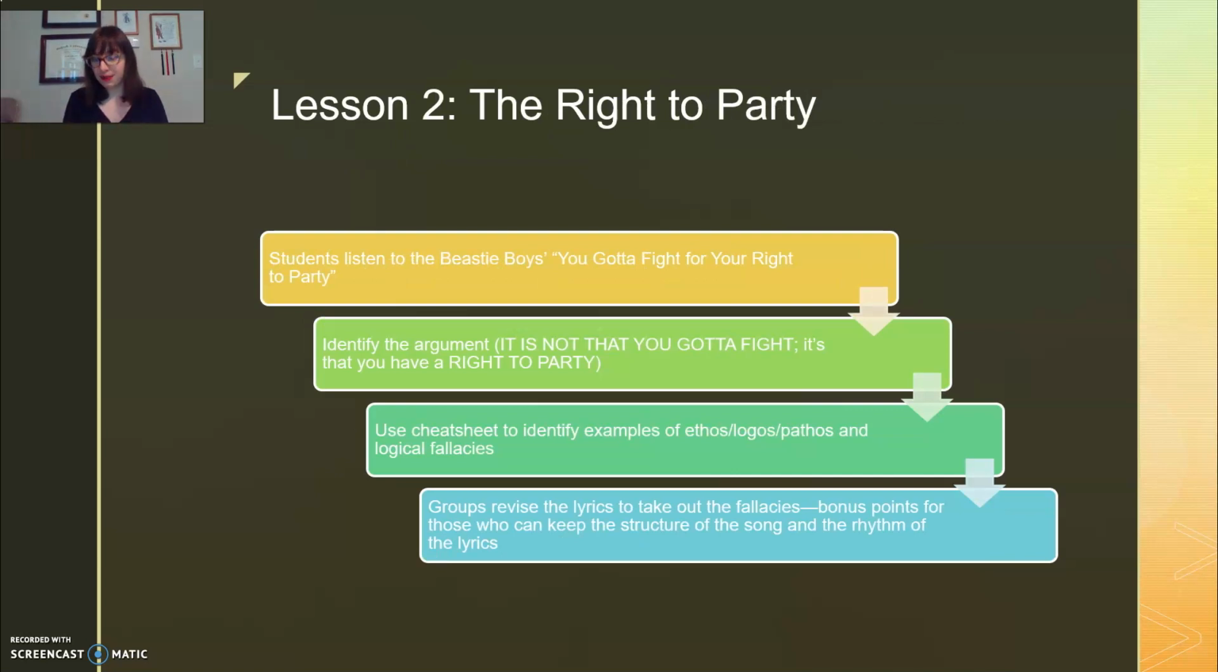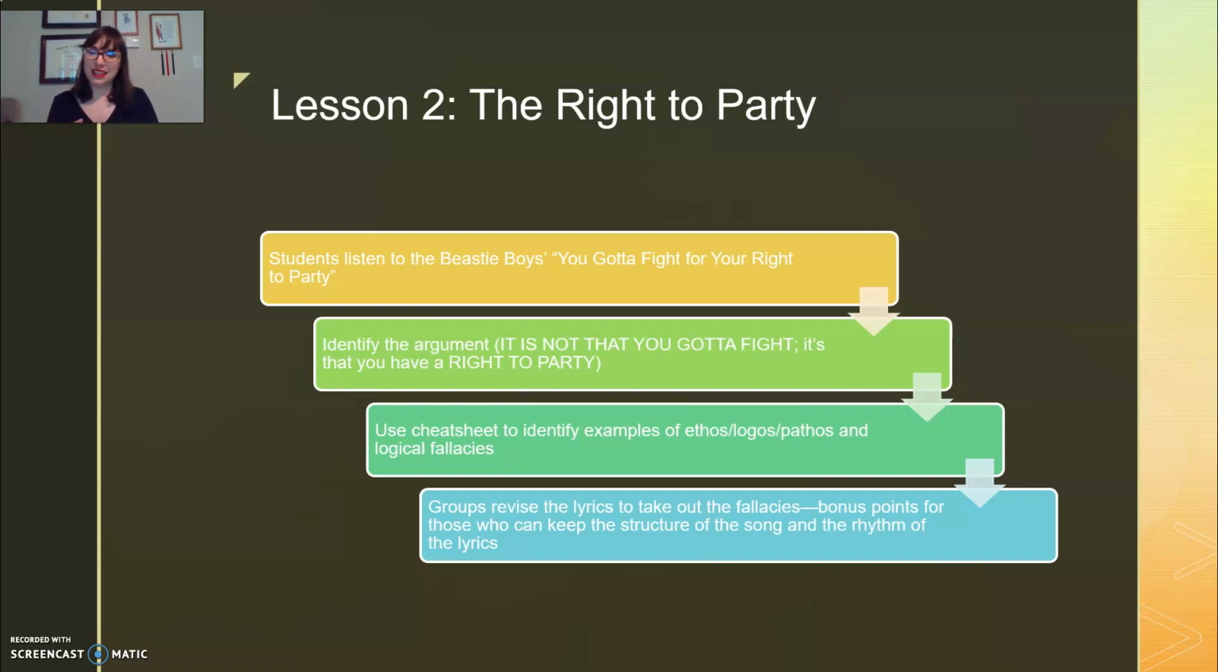Now, day 2, lesson 2, is my absolute favorite. So students would listen to the Beastie Boys' You Gotta Fight for Your Right to Party. And that is so full of logical fallacies. So they first have to identify the argument. We do that as a group. Because it's not that you gotta fight, that's not really the argument, that's a given for them. It's more that you have a right to party, and that can be argued more than whether or not you gotta fight for it.